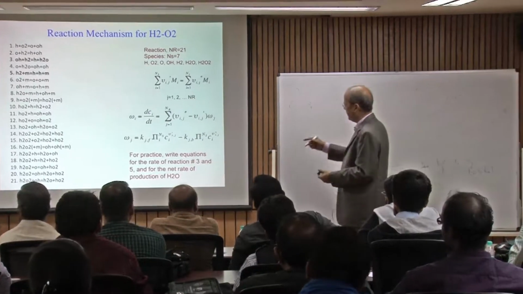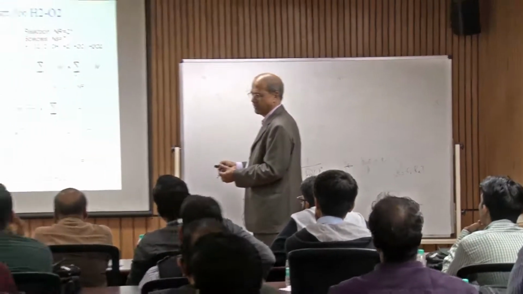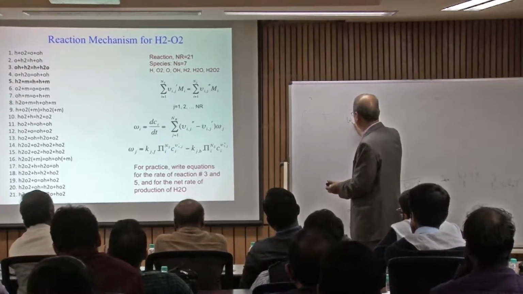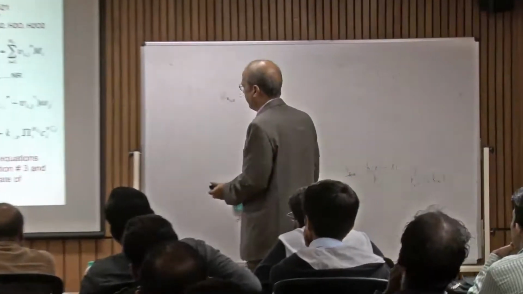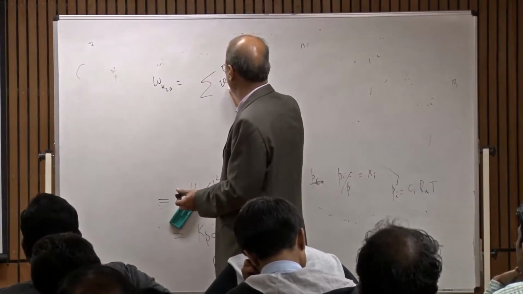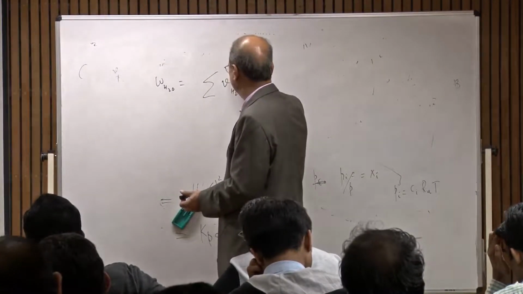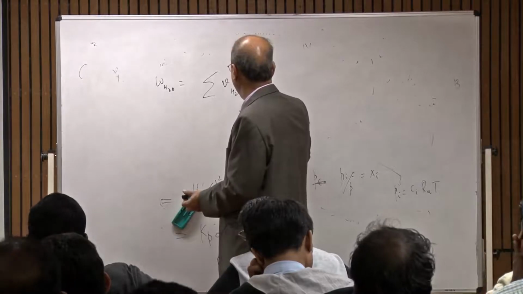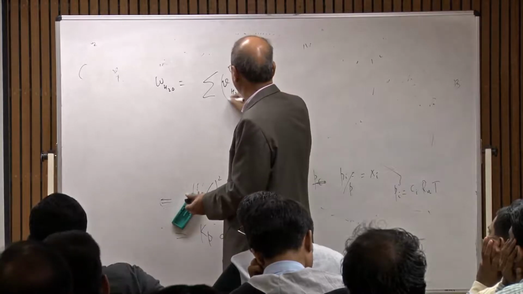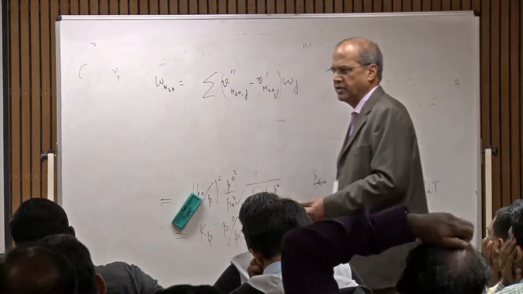So now let's focus on this equation, and consider I to be H2O. So the reaction rate for H2O, you have nu I, so I is for H2O, double prime J minus nu H2O J single prime, times omega J, correct?